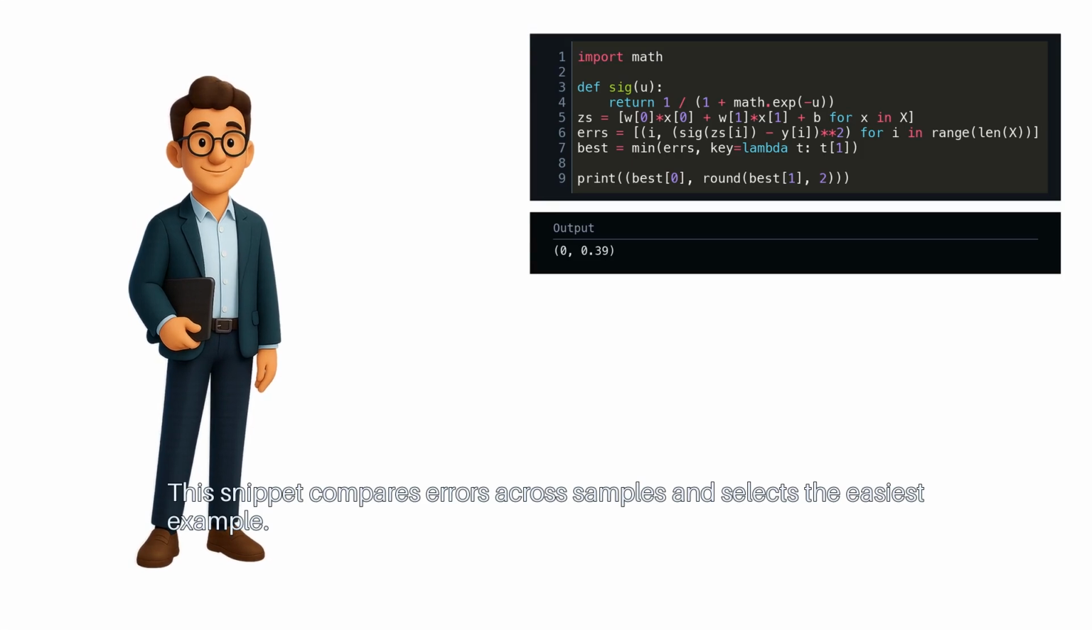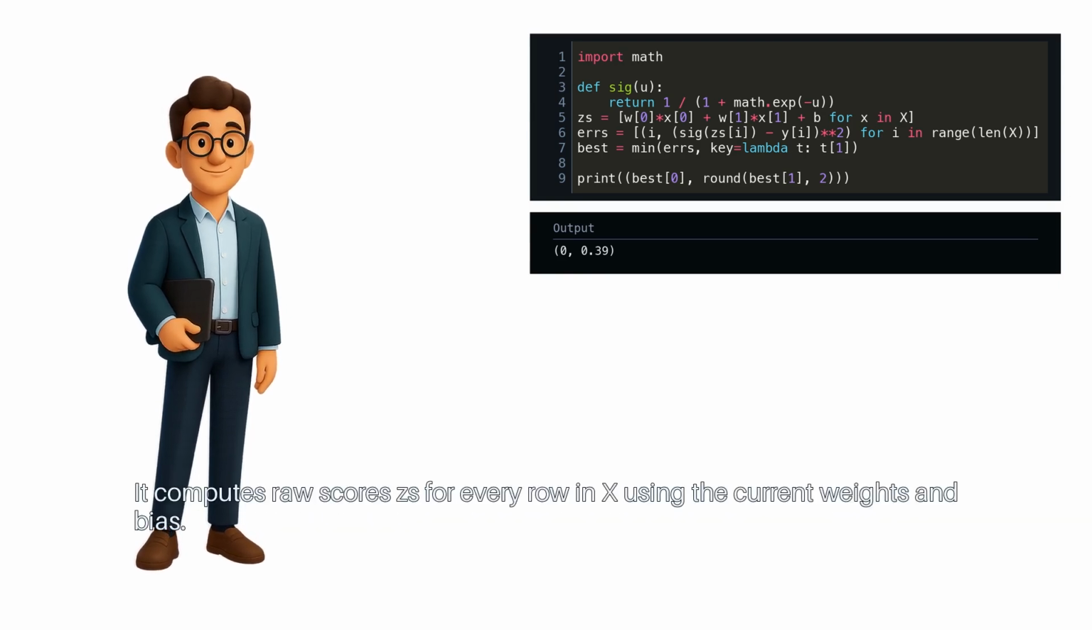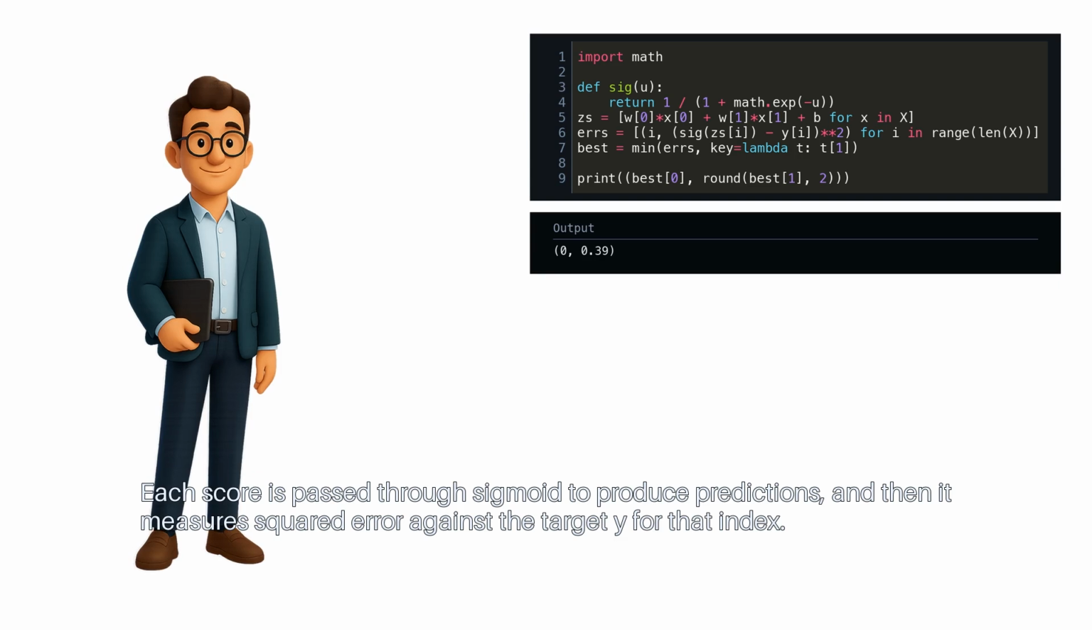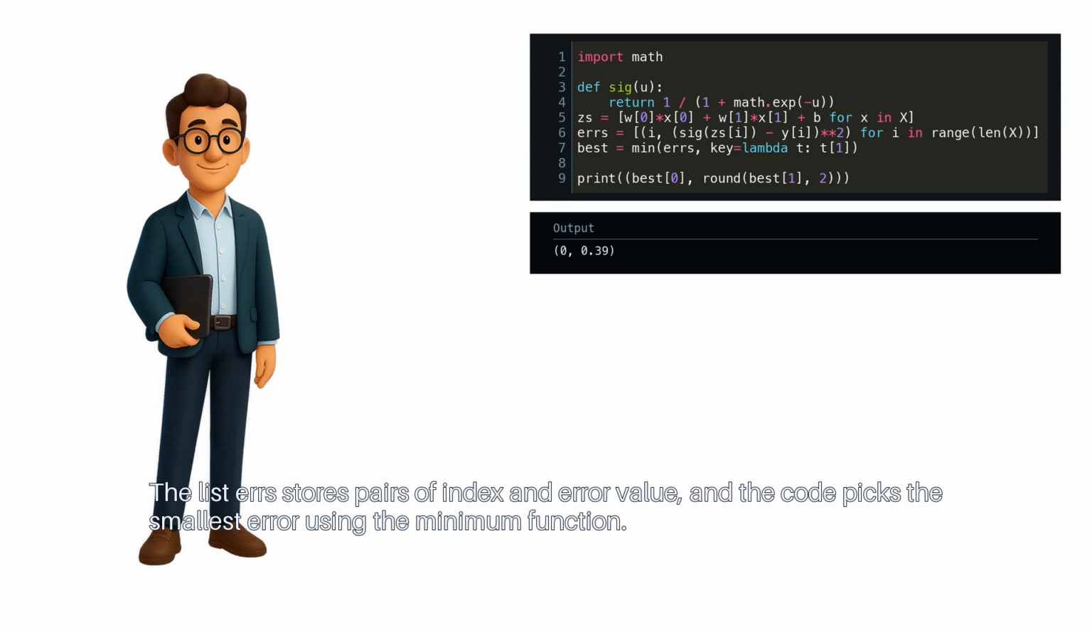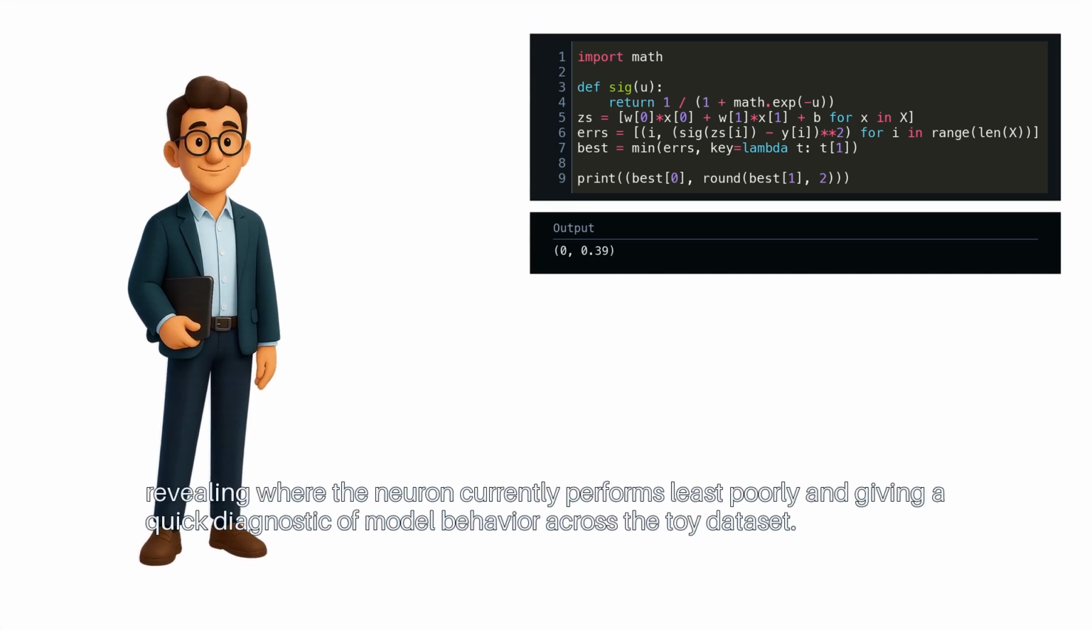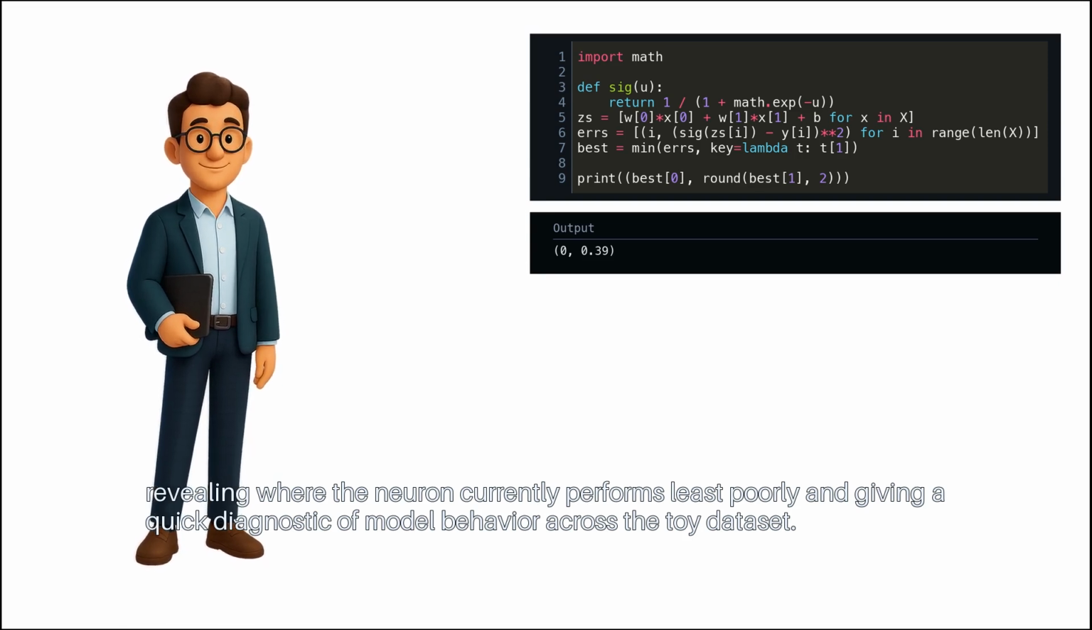This snippet compares errors across samples and selects the easiest example. It computes raw scores ZS for every row in X using the current weights and bias. Each score is passed through sigmoid to produce predictions, and then it measures squared error against the target Y for that index. The list errors stores pairs of index and error value, and the code picks the smallest error using the minimum function. The printed tuple shows which sample fits best and the size of its error, revealing where the neuron currently performs least poorly and giving a quick diagnostic of model behavior across the toy dataset.